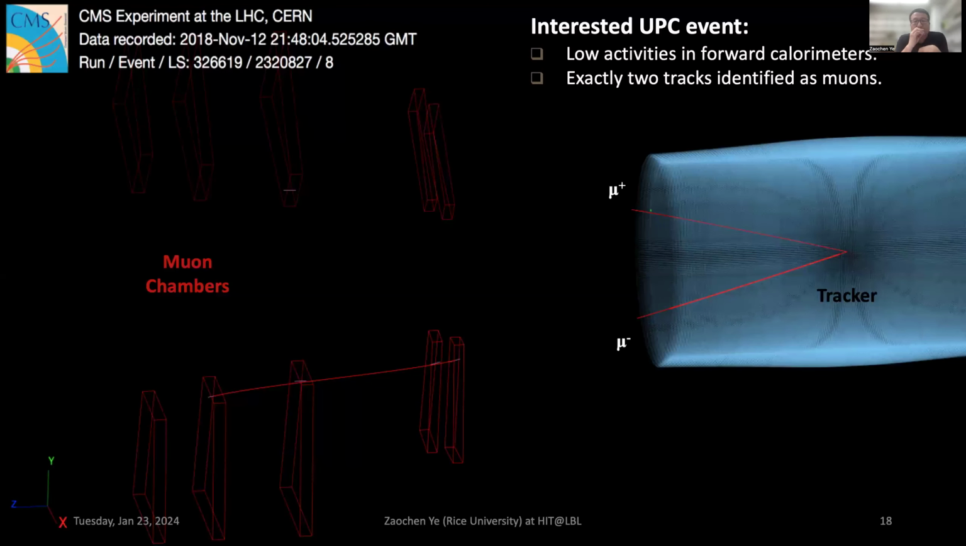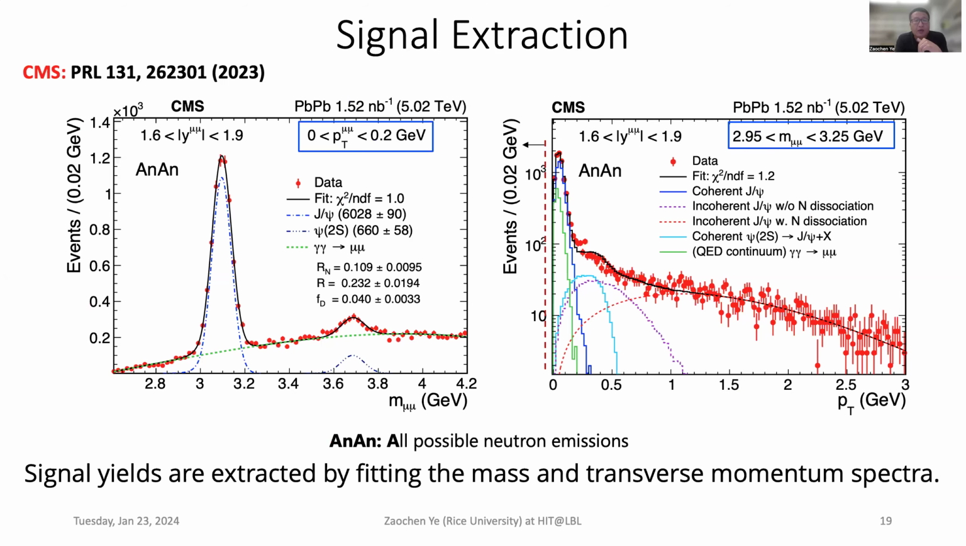Here we show an event display of the typical UPC event with only 2 muon tracks reconstructed in the CMS tracker and the muon chamber. And after we successfully identified the muons, we can reconstruct the muon pair mass and the pT distribution. The signal yield of the coherent J/psi can be extracted by fitting the mass and the transverse momentum spectra.